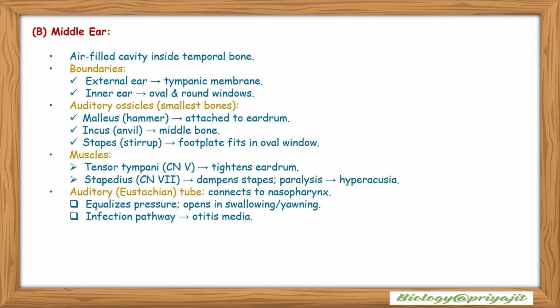The malleus or hammer is attached to the eardrum. The incus or anvil is the middle bone, and the stapes or stirrup has a footplate that fits into the oval window.